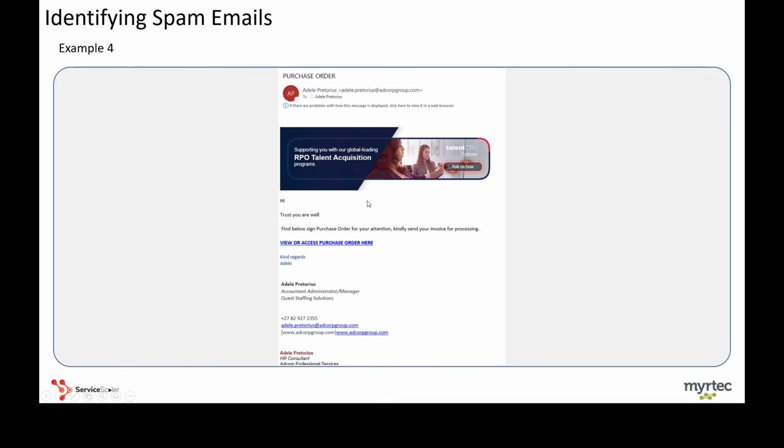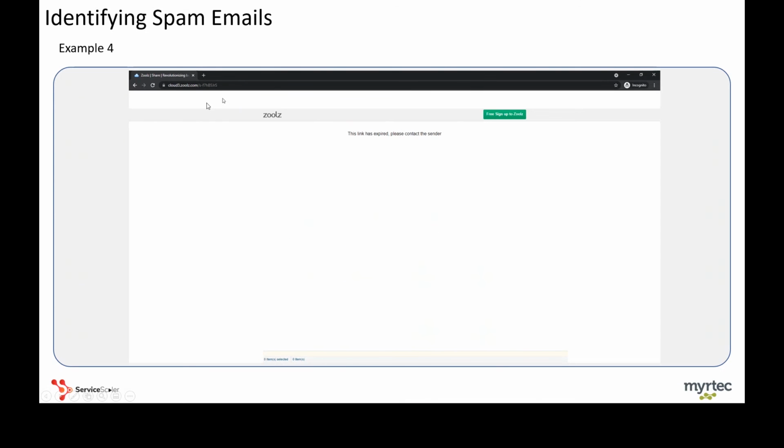This one was tricky. Well, this one was well done. So you've got a purchase order from AdCore Group, which we don't have any dealings with, but the name matches, it looks like an official email address, it's got an official domain, all that stuff. There's a little link here to view your purchase order, which takes you to this website.